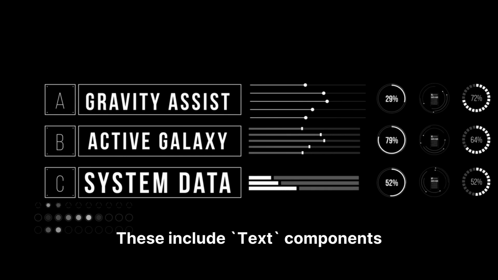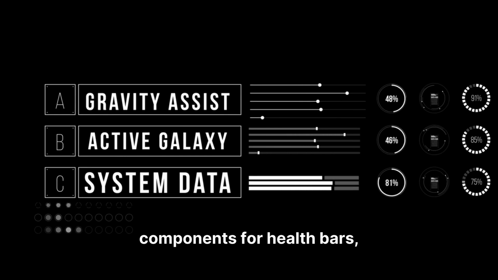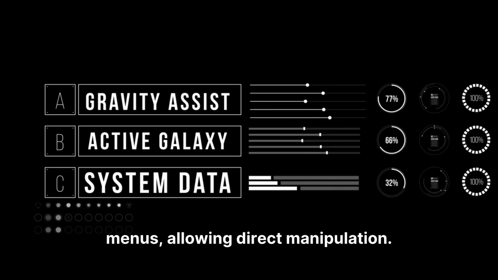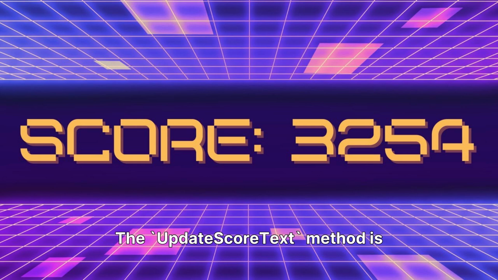These include text components for dynamic text, image components for health bars, or game object panels representing menus, allowing direct manipulation. The UpdateScoreText method is an essential function. It takes an integer score and efficiently updates the text property of the corresponding UI text element on the screen, ensuring players always see their accurate score in real time.